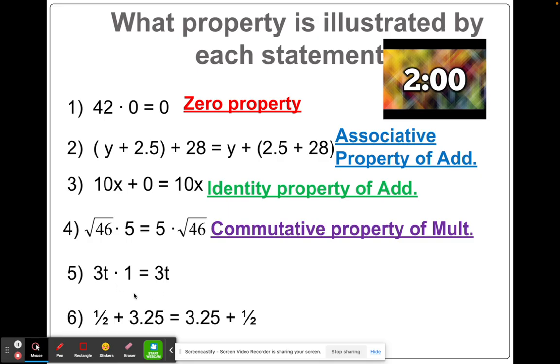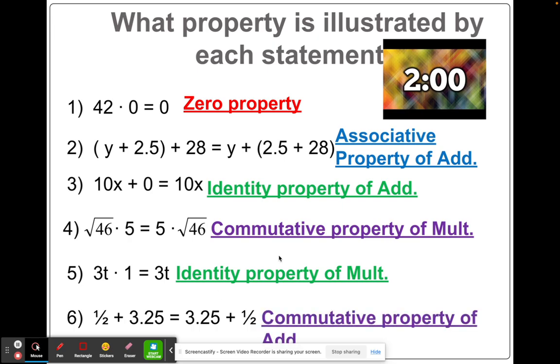3t times 1 equals 3t. Again, I'm back to identity property, but of multiplication this time. And I have a half plus 3.25 equals 3.25 plus 1/2. That's going to be my commutative property of addition.